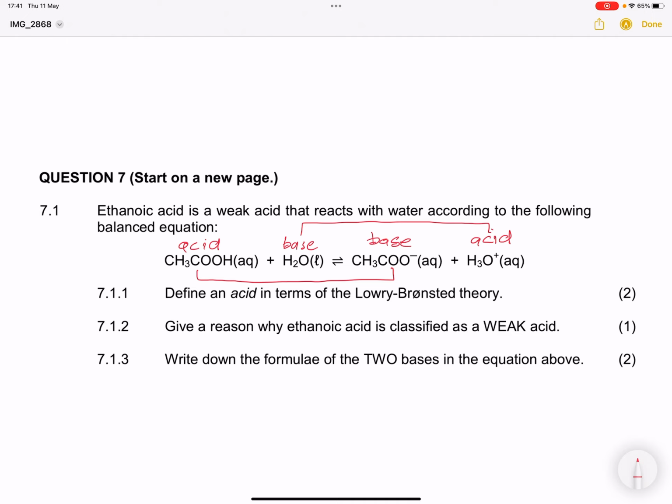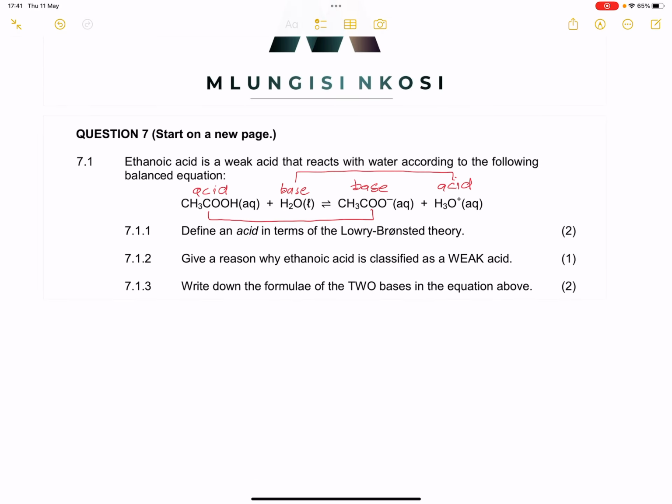Okay, right. So they say, define an acid in terms of the Lowry-Bronsted theory. So we know that an acid is an H plus ion donor in the Lowry-Bronsted theory. Right. They say give a reason. So I'm going to try and write that down there.